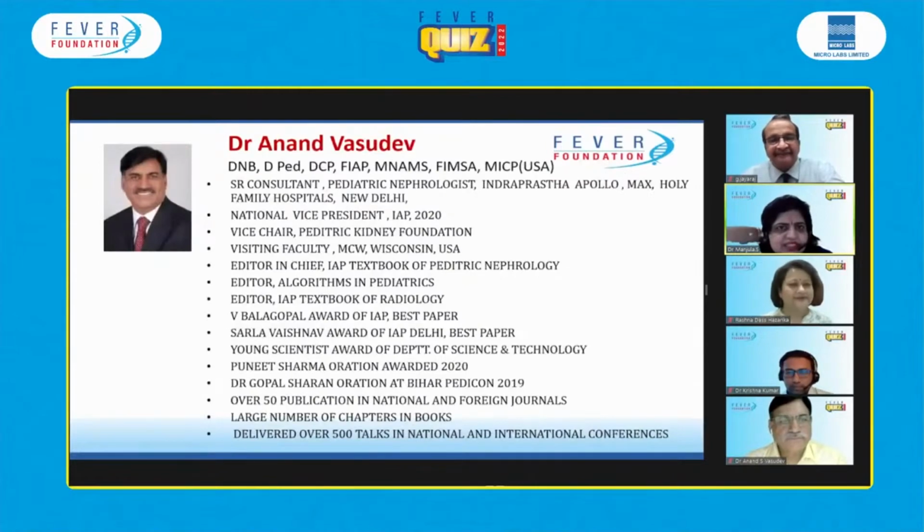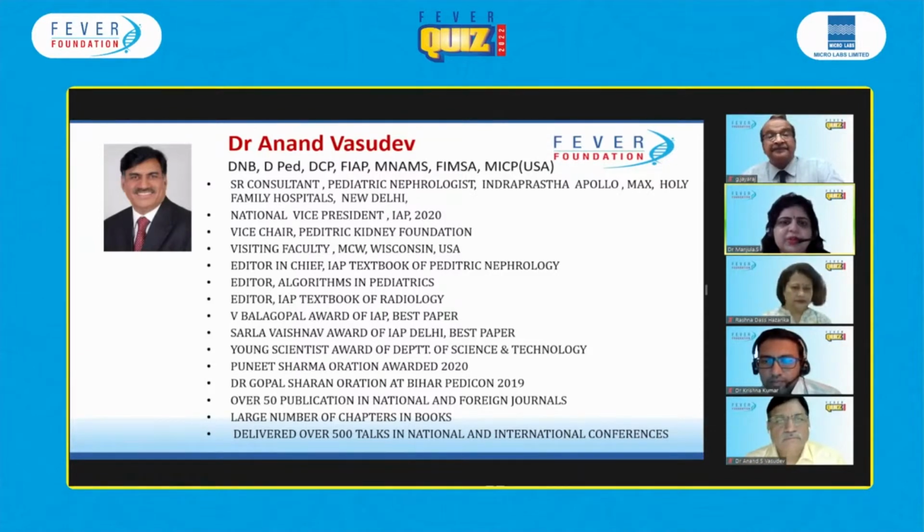Our second judge is Dr. Anand Vasudev, sir. Sir is DNB and Pediatrics, DCP, and he has done FIAP, MNAMS, FIMSA, MICP, USA. He is a senior consultant pediatric nephrologist at Indraprastha Apollo Max Hospital, Holy Family Hospital, New Delhi. He's been the National Vice President of IAP 2020. He's been a Vice Chair of Pediatric Kidney Foundation.